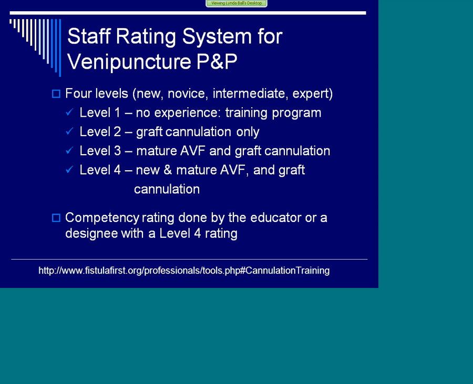Is it 6 months or is it 12 months? Identify what's considered a mature access in your clinic, so that there's no question about who's got a mature access and who doesn't.